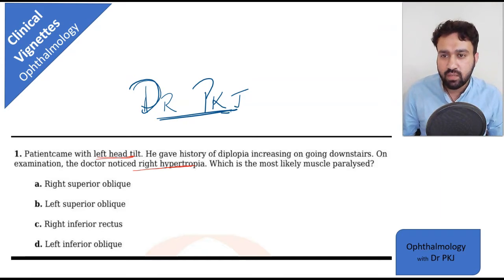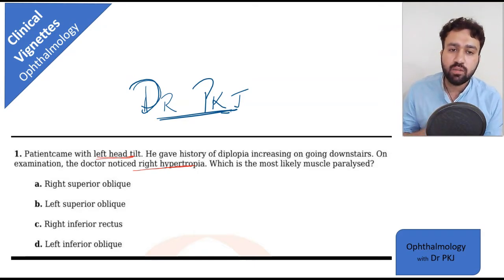So the question was something like, a patient comes to us with a left head tilt. He gives history of diplopia which is increasing on going downstairs, and on examination the doctor notices a right hypertropia. So which is the most likely paralyzed muscle, right? So let's see how to solve questions like these.